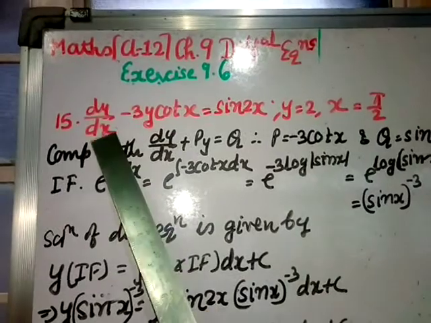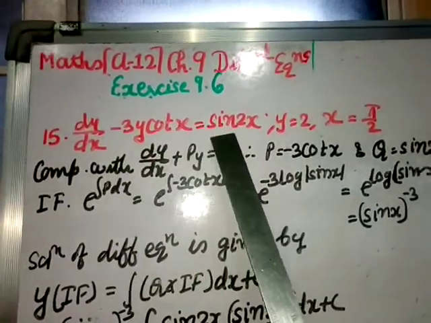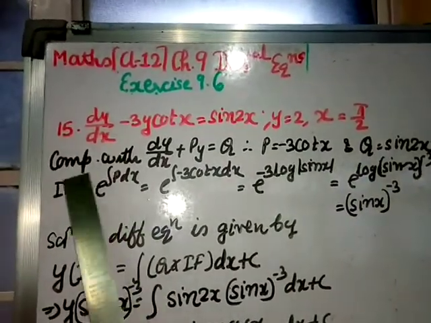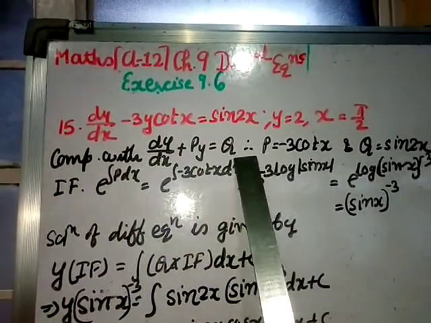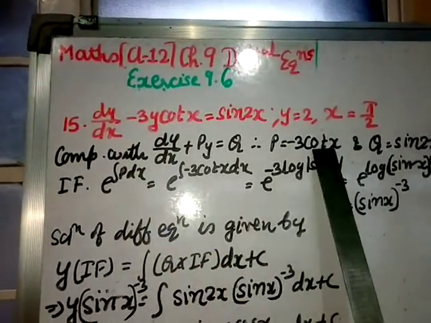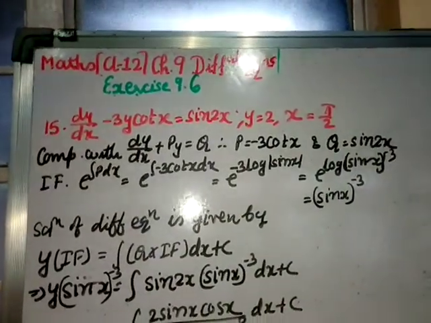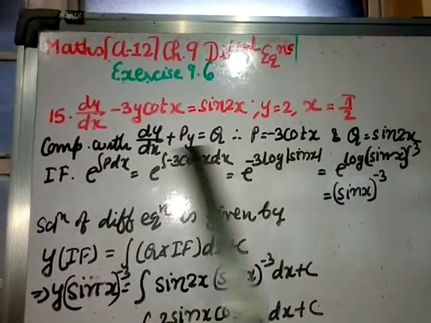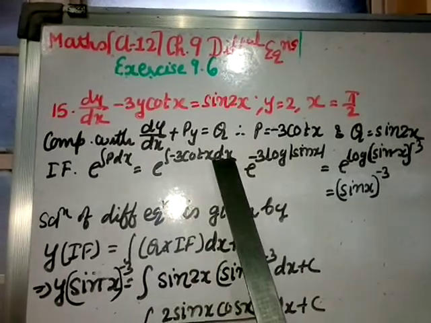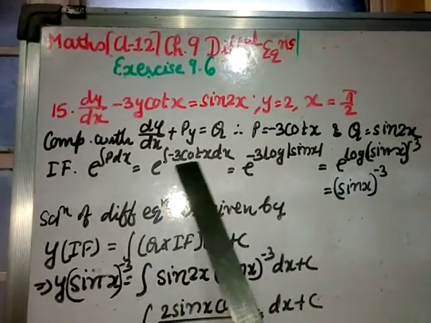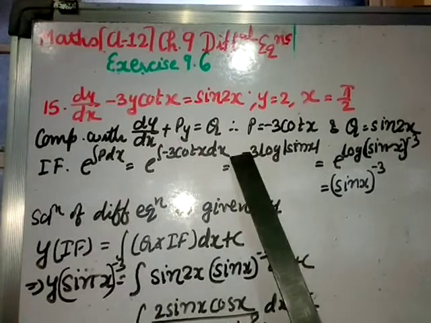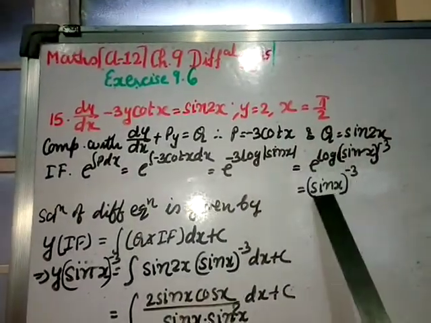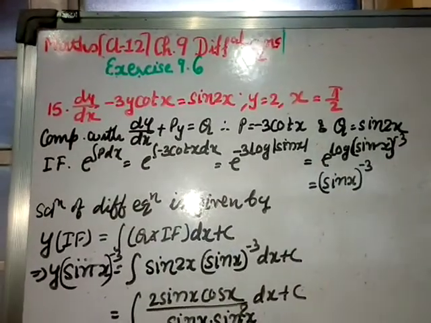Question number 15. dy by dx minus 3y cot x is equal to sin 2x, given that y is equal to 2, x is equal to pi by 2. Comparing this with dy by dx plus py is equal to q. So p value is minus 3 cot x, and q value is sin 2x. Integrating factor e power integral p dx equal to e power integral of minus 3 cot x dx, and the integral of cot x is log sin x. Minus 3 take as the power, so log sin x power minus 3, and e and log cancel, so you get sin x power minus 3. This is your integrating factor.